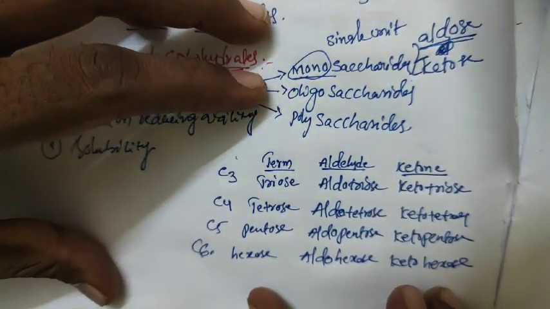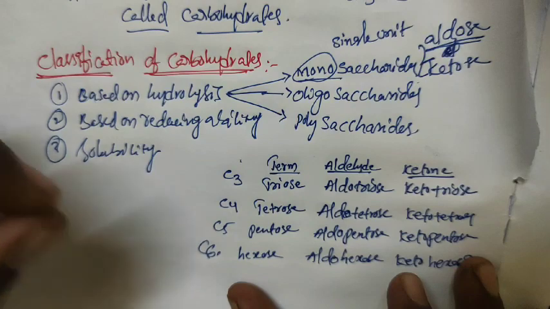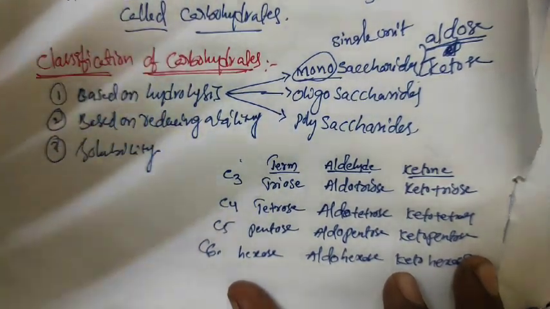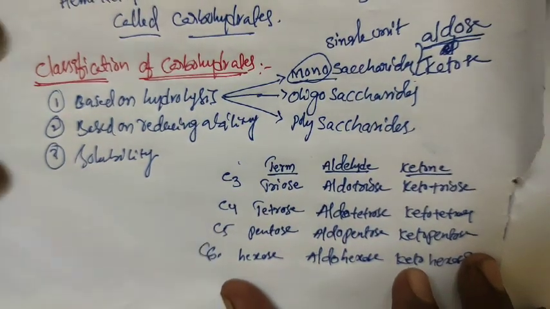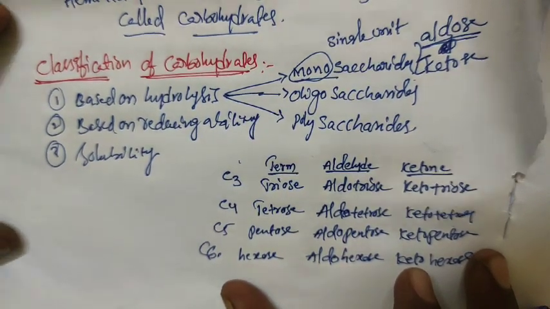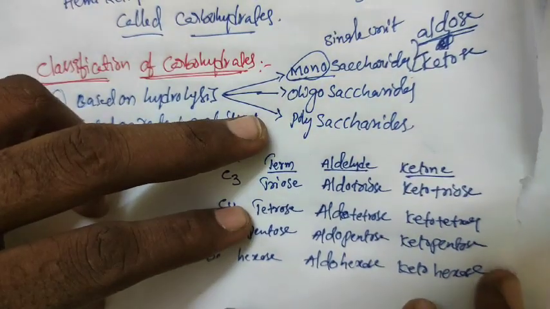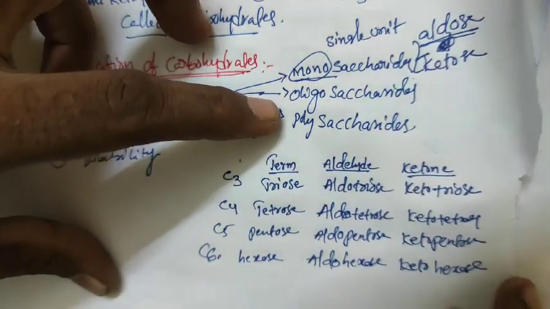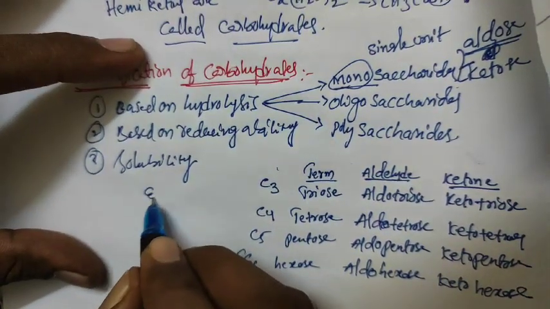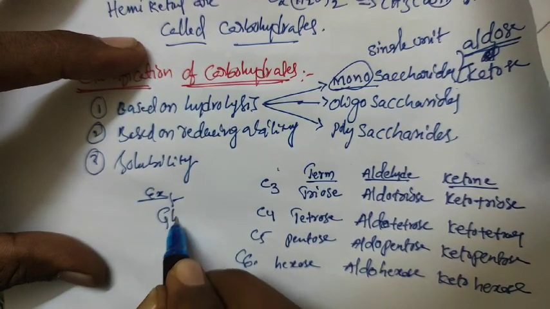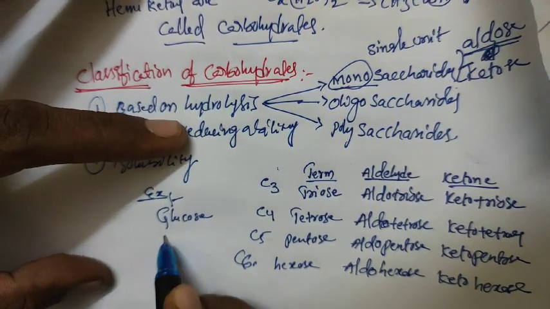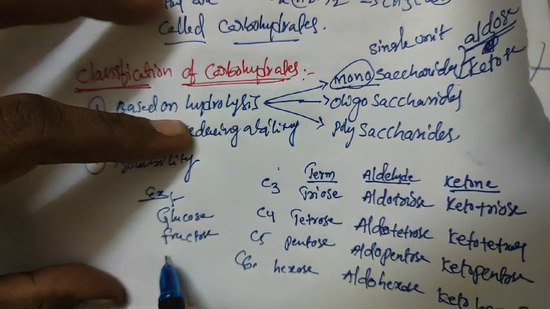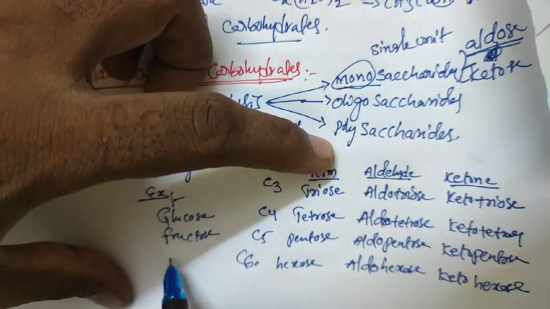Okay, this is about monosaccharide. Monosaccharide cannot be divided into further simpler substances on hydrolysis with water. Now we also want to know examples of monosaccharides: glucose, fructose and galactose.